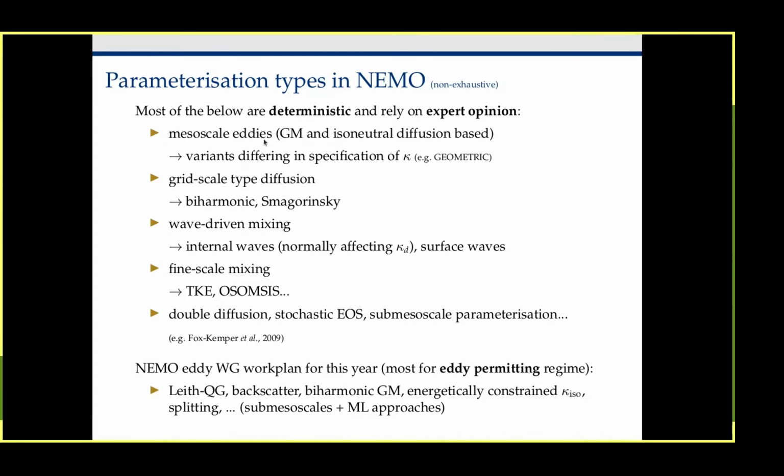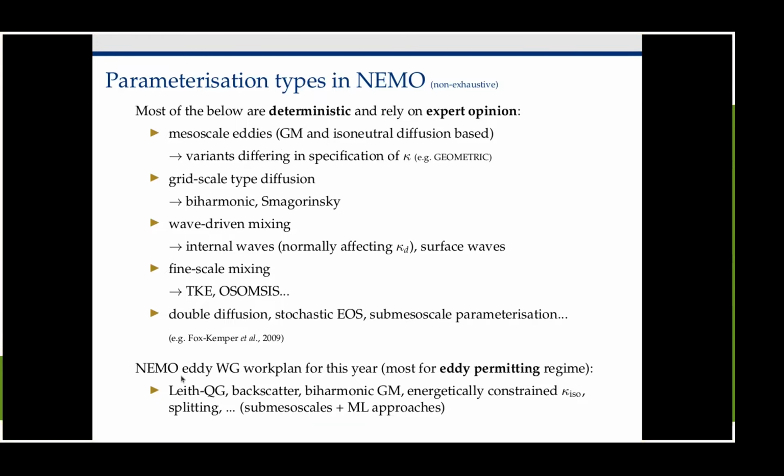For mesoscale eddy parameterizations, which are normally diffusion based, the ones I worked on, which is called geometric, is really tackling the parametric uncertainty. There are things to do with grid scale diffusion. This is kind of numerical, but there's also a bit of physics behind it. The Smagorinsky, for example, has a bit more physics behind it. There are things to do with wave-driven mixing, which affects the ventilation. This normally affects what's called diapycnal mixing. And then there are things to do with mixed layer turbulence and other things like double diffusion and some mesoscales.